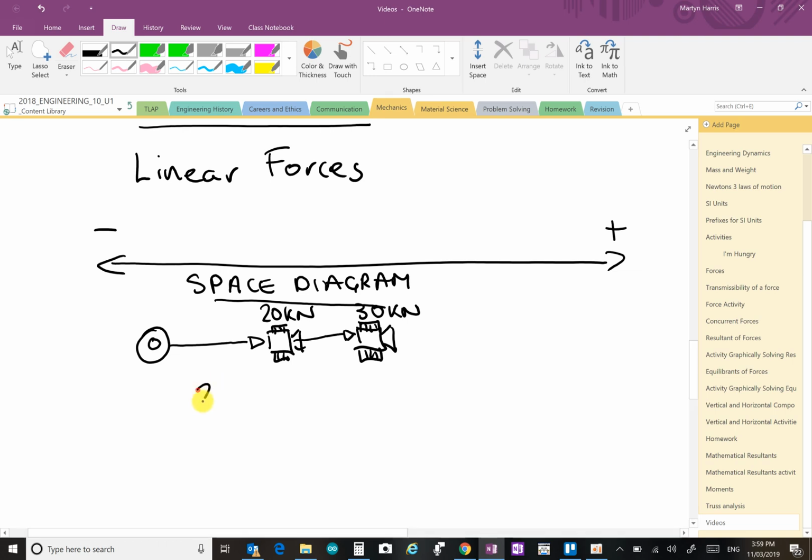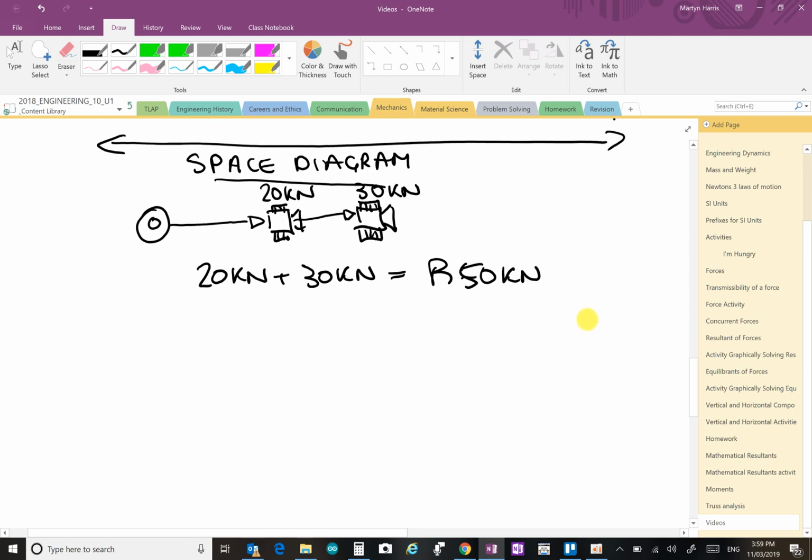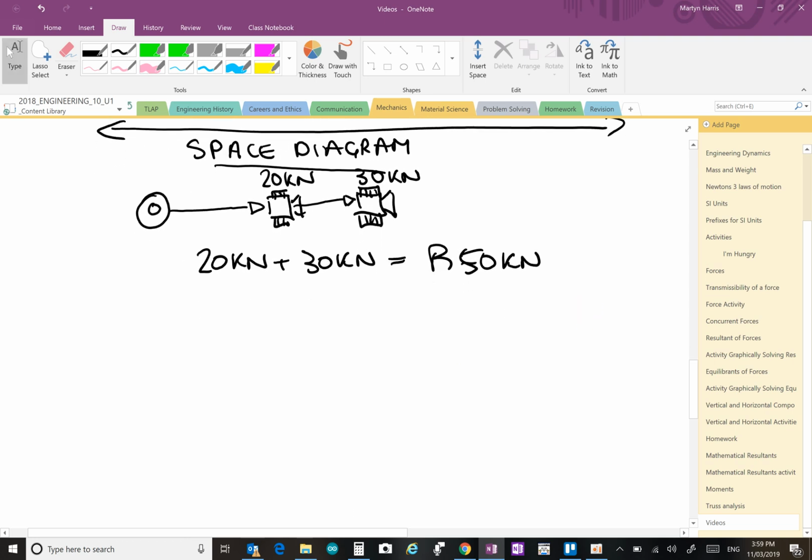So in this scenario, we can say 20 kilonewtons plus 30 kilonewtons gives us a resultant of 50 kilonewtons going in the one direction. Okay, so that's easy enough. They're linear, they're acting along the same line. What happens when we do something slightly different?